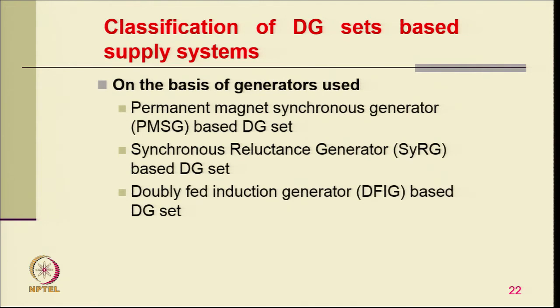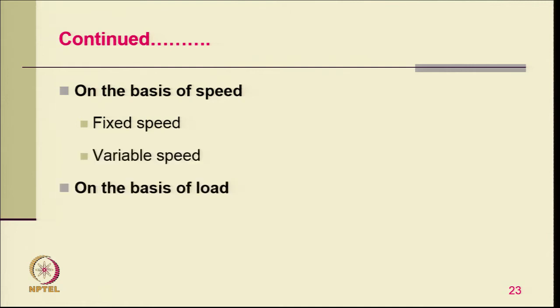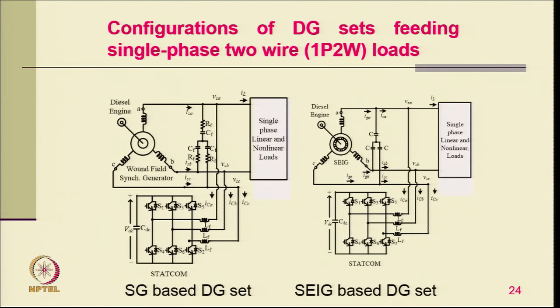Doubly fed induction generators are also used in some applications. On the basis of speed they are used in fixed speed as well as variable speed, and on the basis of load, like single phase load and 3 phase load. These are some of the configurations.